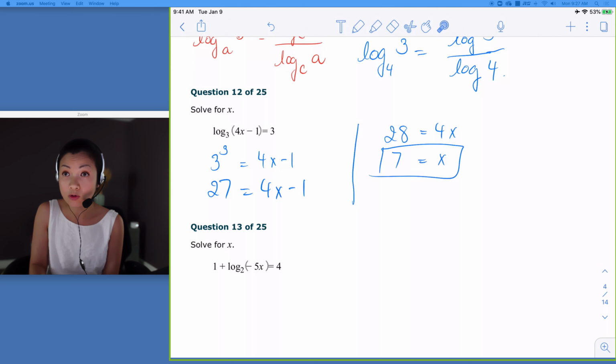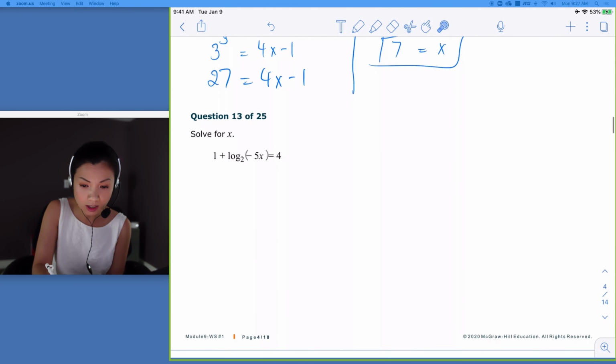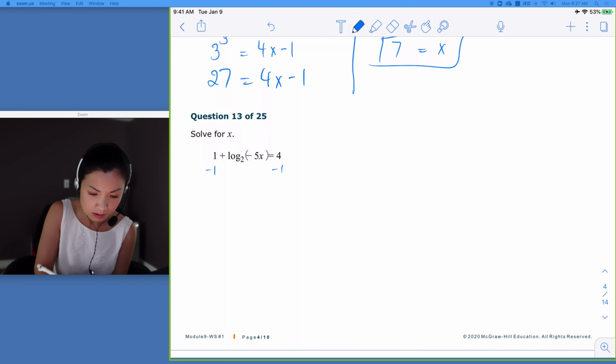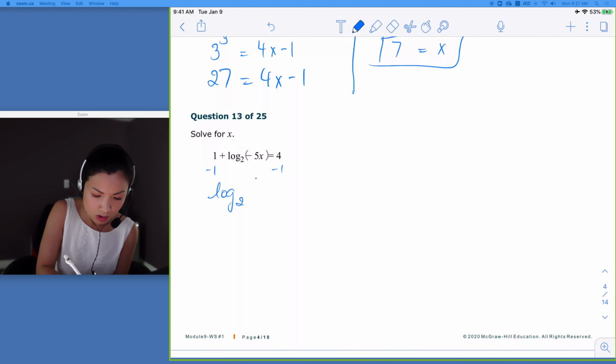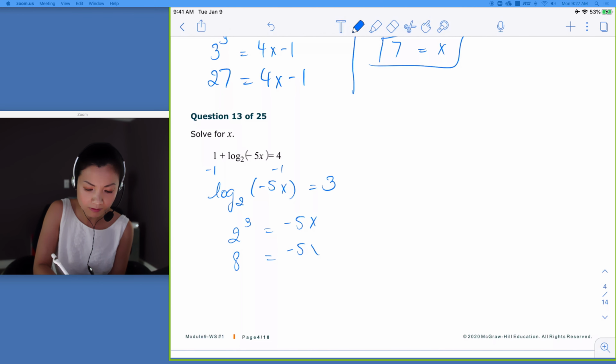Okay, now for number 13. Number 13, you see that the log is not isolated. So I have that 1 right here. So the first thing you want to do is get rid of that 1. So first, I'm going to subtract 1. So now I have log base 2 of negative 5x equals 3. Now we are ready to rewrite. So I have 2 cubed equals negative 5x. 2 cubed is 8, negative 5x. So x is going to be negative 8 over 5.